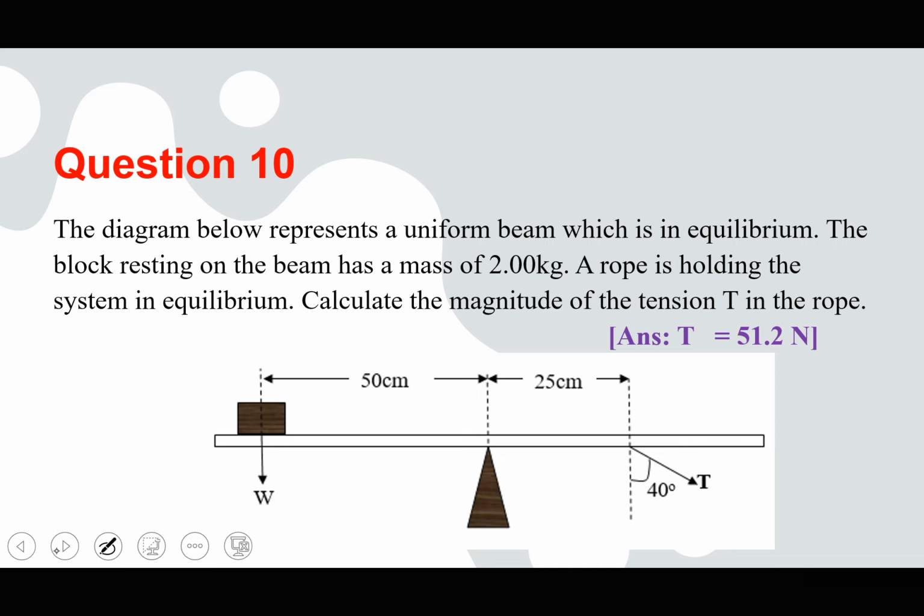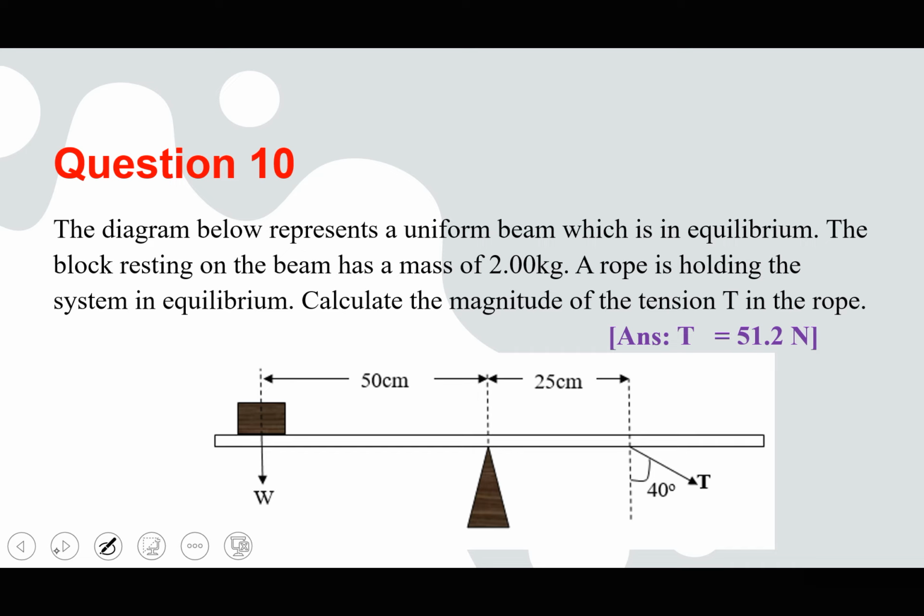The diagram below represents a uniform beam which is in equilibrium. The block resting on the beam has a mass of 2 kilograms. A rope is holding the system in equilibrium. Calculate the magnitude of the tension T in the rope. So we want the magnitude of the tension T in the rope.